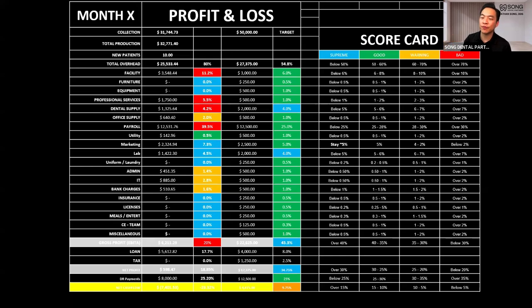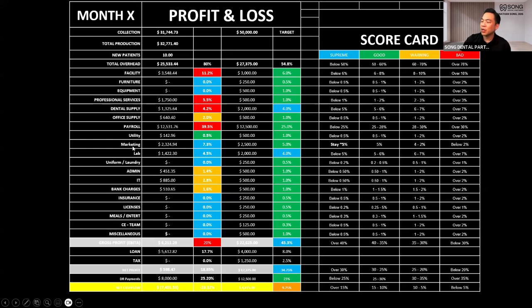Let's say true fee for service, you pay everything up front for the service being rendered. So there shouldn't be much of a collection-production difference. If there is, somebody's stealing money, right? So yeah, with that, I will track new patients. The total overhead includes facility costs, like rent, utilities, and maintenance, how much you spend on furniture, equipment, professional services like an accountant or a consultant, dental supplies, office supplies, and payroll. This is a lot. You usually want to stay around 25 to 30%.